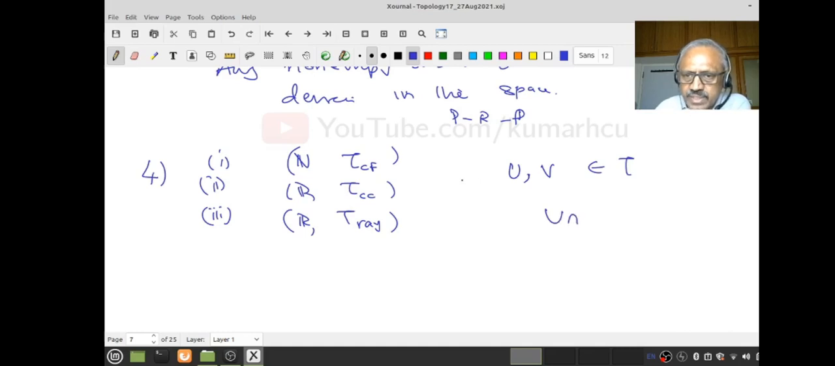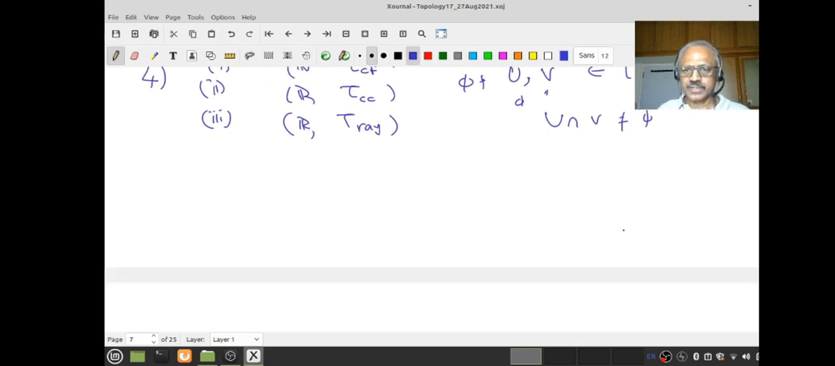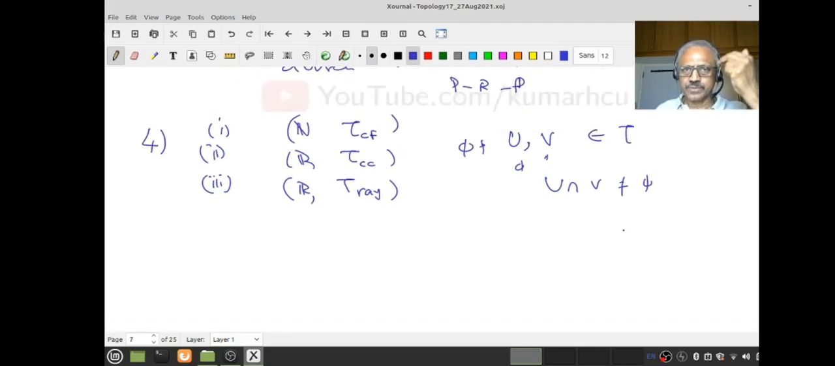Then U intersection V, they are non-empty of course. Then this is not empty. This we have seen. Do you remember that? Right. I don't want to again go through this kind of argument. You should be immediately able to work out the argument. If it is empty, then U intersection V is empty, therefore U complement union V complement must be all of X, etc. Okay, you can do that. I don't want to waste my time. In this case it is much easier.